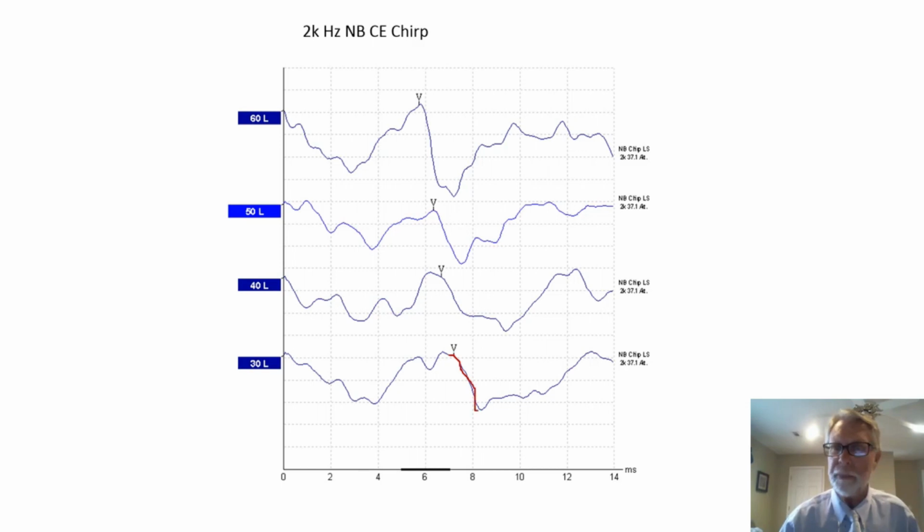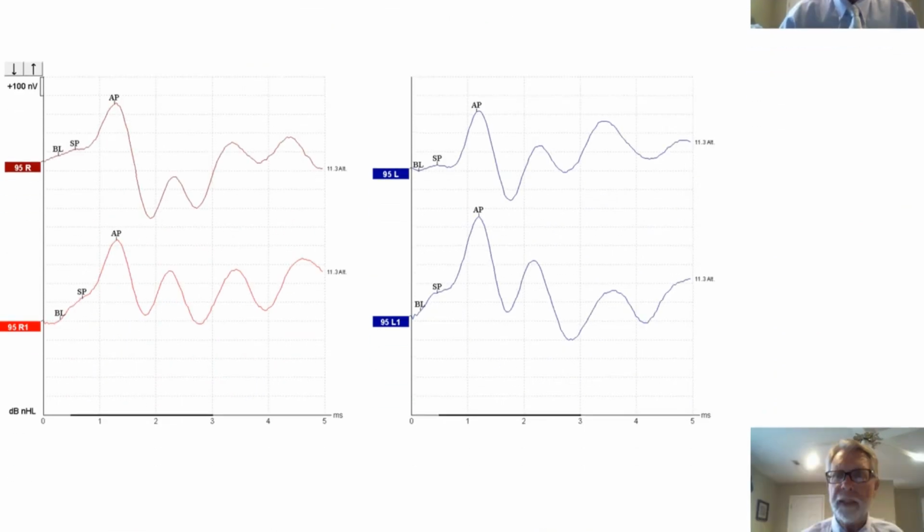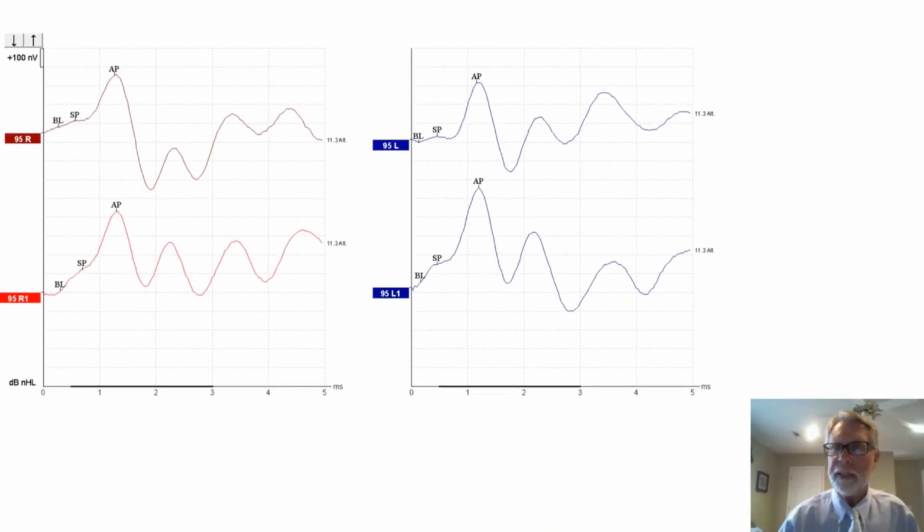And this isn't 2,000 stimuli. A lot of times this is 500, 700, maybe 900 at the most stimuli at very fast rates, like around 37.1. And I've done a lot of ECOGs with this. Electrocochleography runs perfectly. And as I said before, you can not only calculate the SP-AP amplitude ratio, but you can also calculate the area ratio, which makes the test more sensitive.